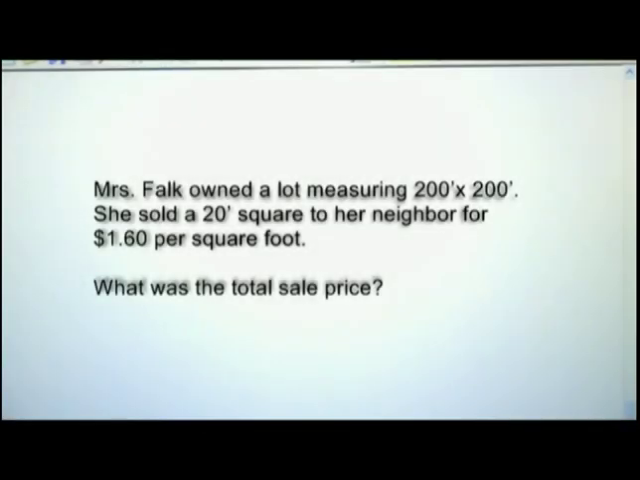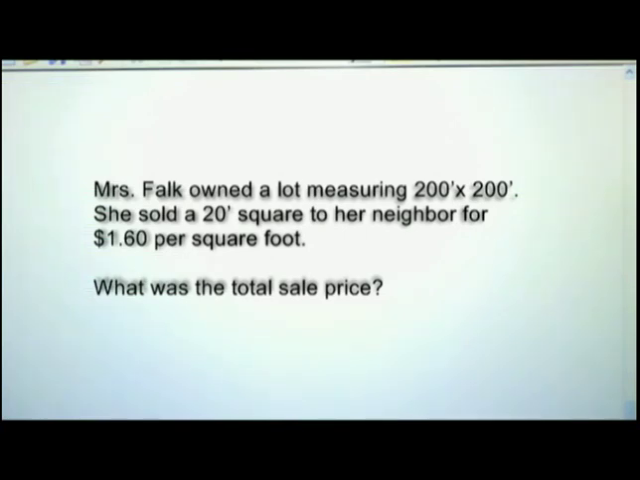Mrs. Falk owned a lot measuring 200 by 200. She sold a 20-foot square to her neighbor for $1.60 per square foot. What was the total sales price? This one's easy to get off track on. Many people look at the 200 by 200 of the size of Mrs. Falk's lot. But the question that I pose to you is, is that lot size even important? What did Mrs. Falk actually sell?